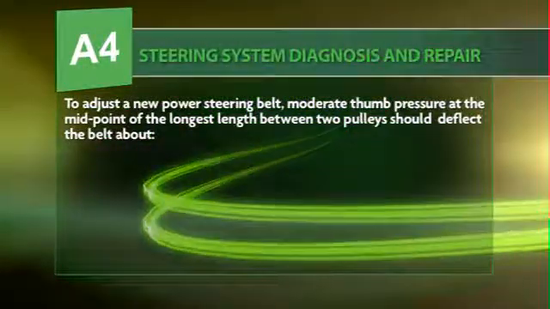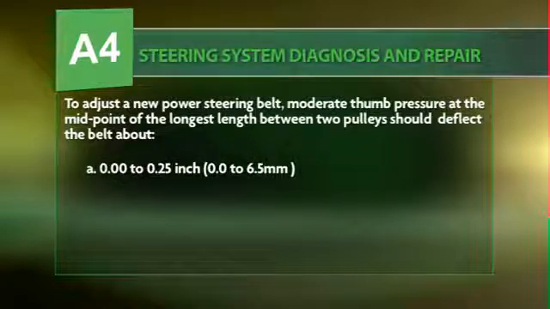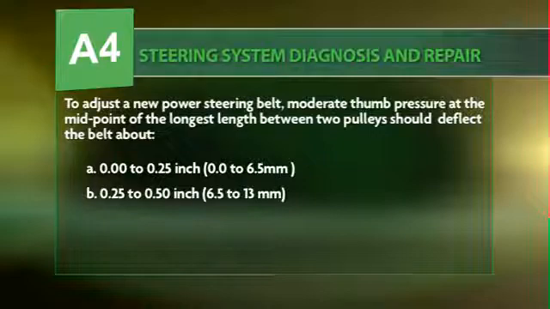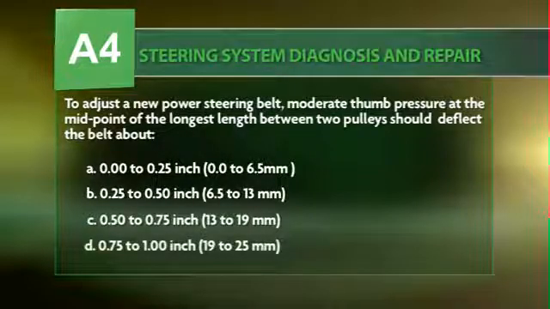It reads like this: to adjust a new power steering belt, moderate thumb pressure at the midpoint of the longest length between two pulleys should deflect the belt about: A, 0 to 0.25, or about 1/4 of an inch; B, 0.25 to 0.5, about 1/4 to 1/2 an inch; C, 0.5 to 0.75, or about 1/2 to 3/4 of an inch; or D, 0.75 to 1 inch, so 3/4 to 1 inch. How much should a belt deflect?